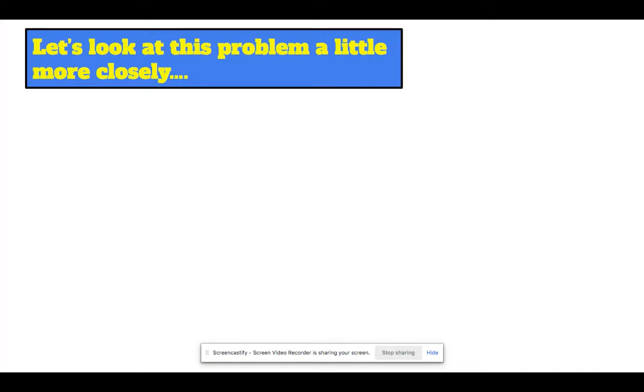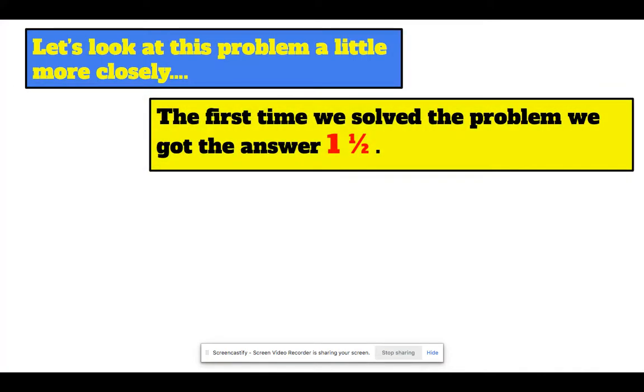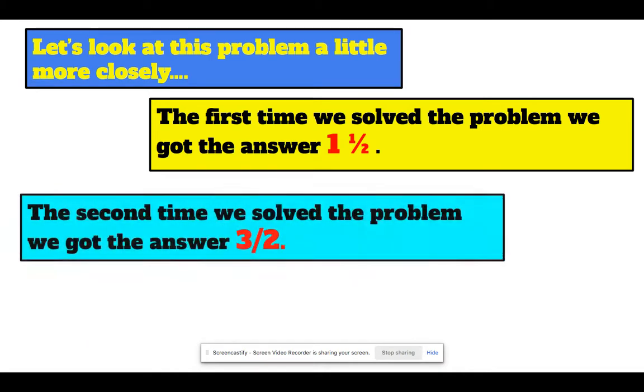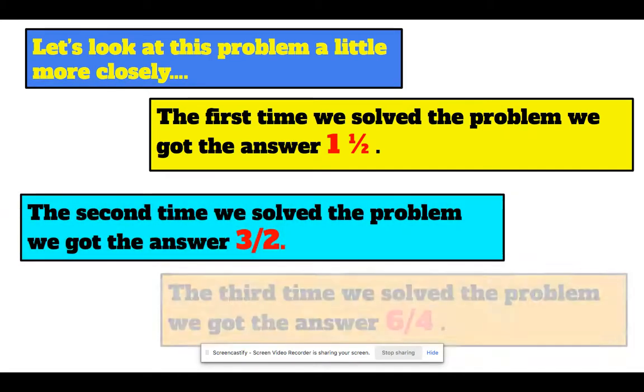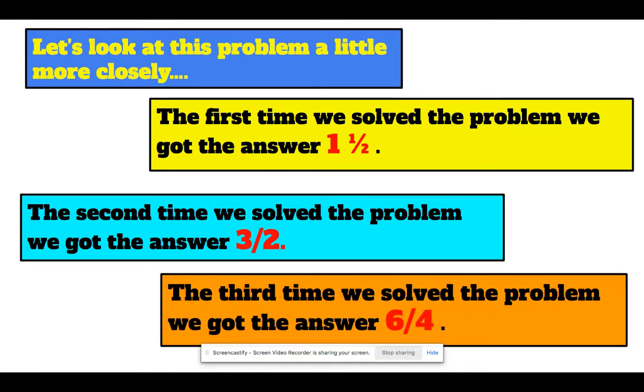Now let's look at this problem a little more closely. So the first time when we solved the problem, we got the answer 1/2. The second time we solved this problem, we got the answer 3/2. The third time we solved this problem, we got the answer 6/4.